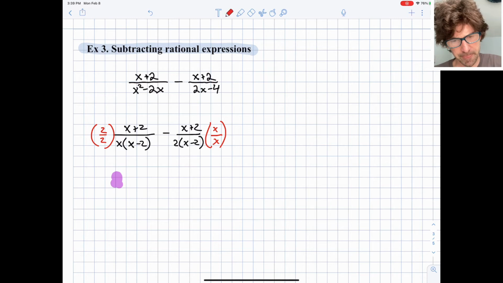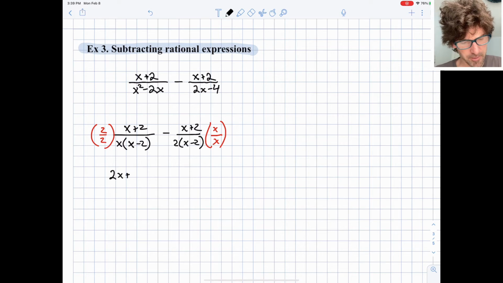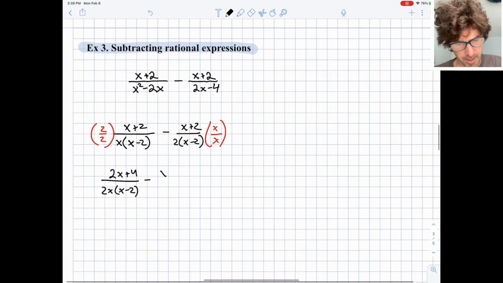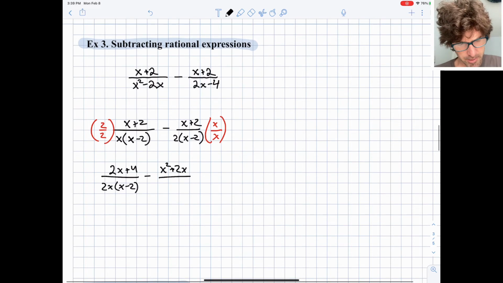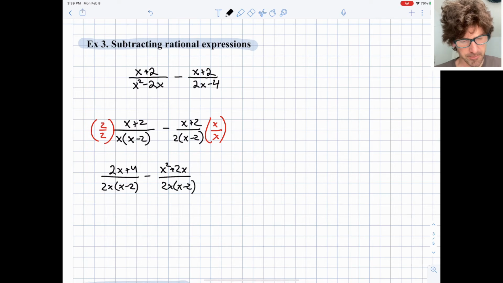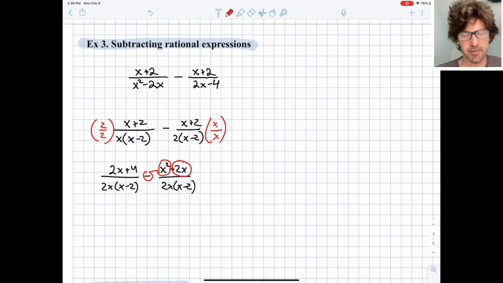So, 2 times, let's do the distributive property. 2x plus 4 over 2x, x minus 2 minus x squared plus 2x over 2x, x minus 2. Okay, so we have some more work to do here. We have specifically the subtraction. I think the thing to keep in mind is this subtraction applies to that term and also to that term. So we're subtracting both terms here.